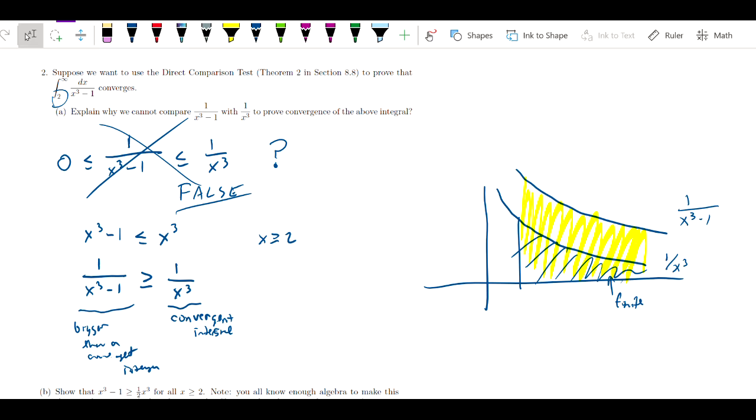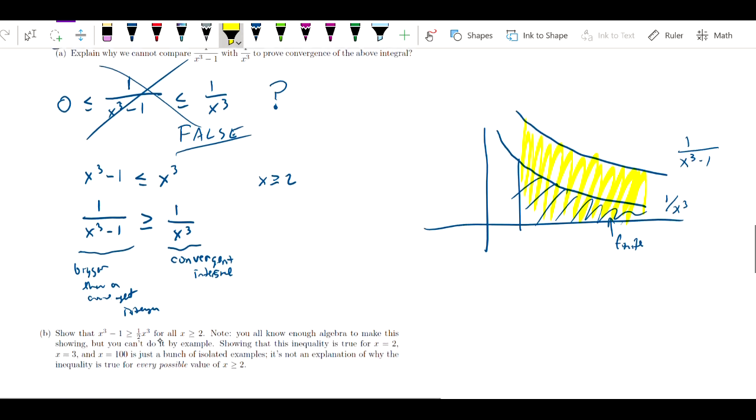Showing that something is bigger than a convergent integral does not show convergence, for the same reason that showing that something's smaller than a divergent integral does not show divergence or convergence. It just shows nothing. So that's why we can't use it. And like I said, I'm not going to write out the explanation. I'm speaking the explanation. Hopefully, if you want to go through the exercise of writing it out succinctly, you can write it based on the ideas that I'm talking about.